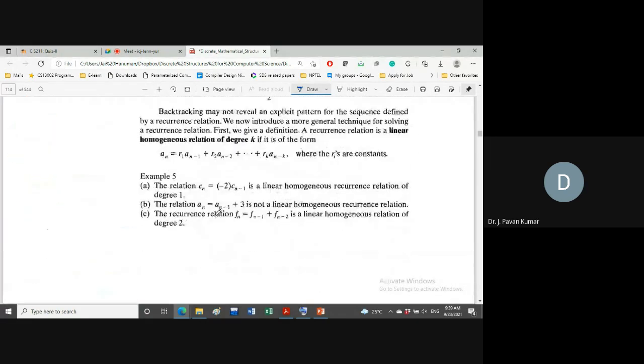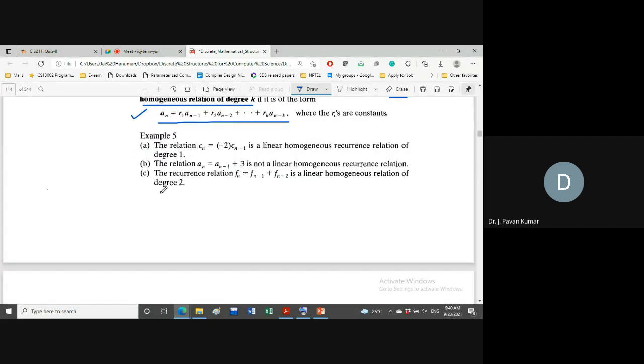Next, we have seen what is meant by a linear homogeneous relation of degree k. It is of the form an is equal to r1 times an minus 1, r2 times an minus 2, so on, rk times an minus k. This is the form for a linear homogeneous relation of degree k. If you have degree 3, then how many terms will we have here? Up to n minus 3. Like this we can consider.